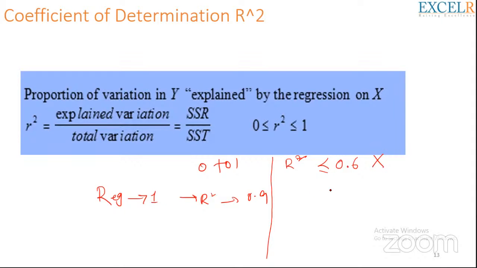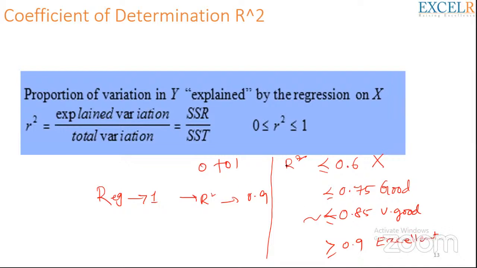And if the value is, let's say for example, less than 0.75, then this is a good regression equation. These are general rules of thumb, and it changes from domain to domain. And if it is up to 0.85, then this is a very good regression equation. And if it is more than 0.9, then I would say this is excellent.